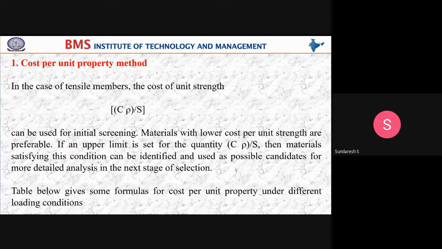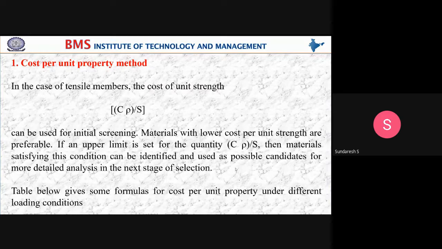In this cost per unit property method, in the case of a tensile member, the cost of a unit strength is C rho divided by S, where C is the cost, rho is the density, and S is the strength of the material. So the quantity C rho divided by S will be the most important parameter in this case. Why? Because the cost of unit strength can be used for initial screening.